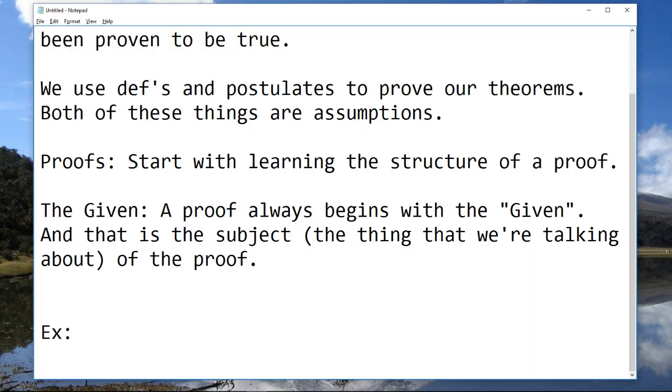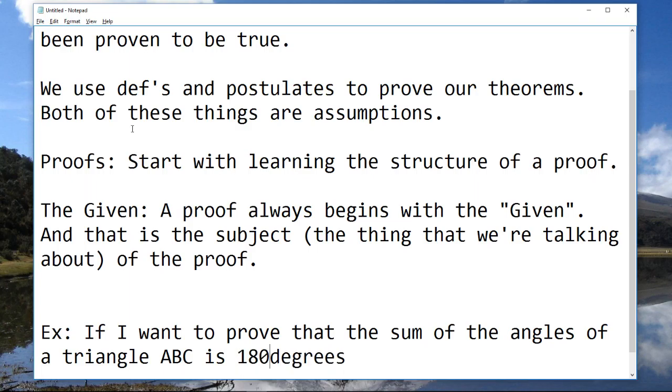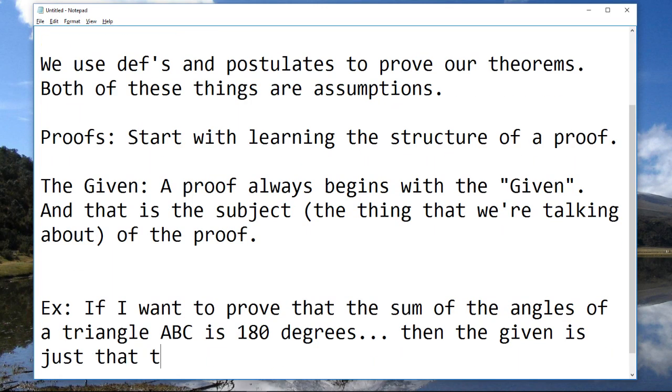So, for example, if I want to prove that the sum of the angles of a triangle ABC, that's the name of the triangle, is 180 degrees, then the given is just that triangle ABC.